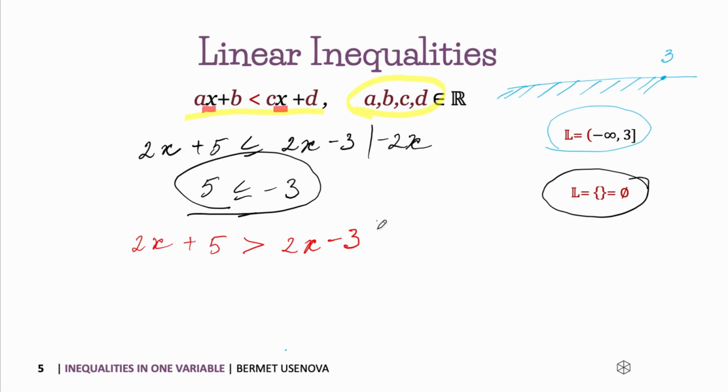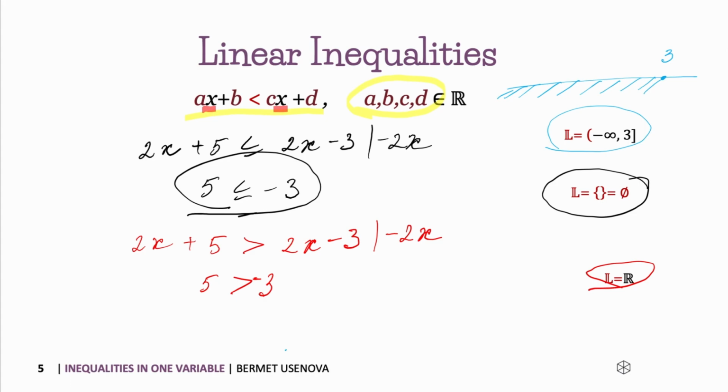Again, if we subtract 2x from both sides, we will end up having 5 larger than minus 3, which is true, right? And then our solution set will be all real numbers. So you can also check it. If we take any real number here, it will be true.